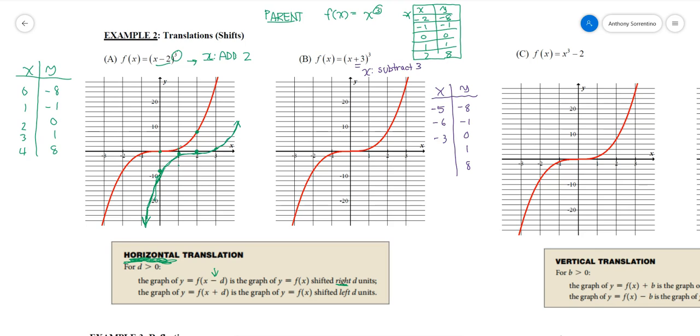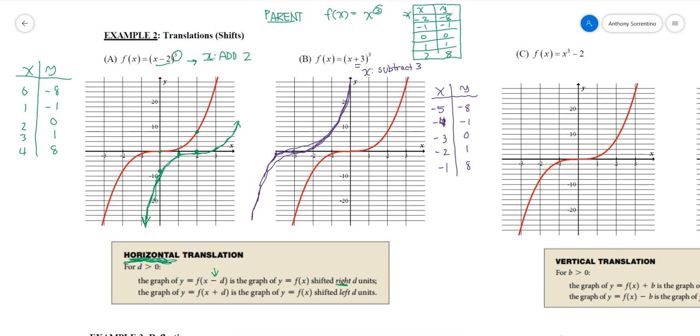Just subtract 3. Negative 5. No, that's going to be negative 4. Sorry. This is going to be a negative 2. This is going to be a negative 1. And I would plot those points. But generally, that's what it would look like as a result.